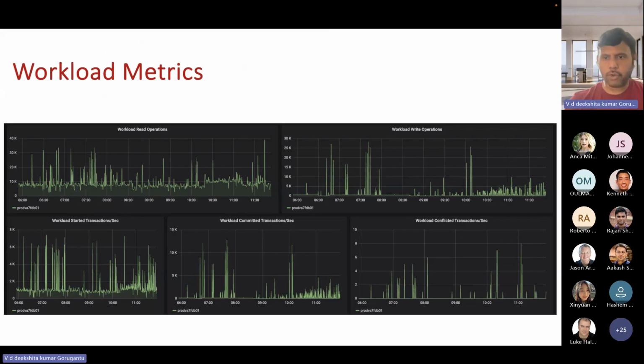Then coming to the workload metrics. When we are running a database, we always want to know the load on the database: how many reads we are performing, how many write operations we are performing, how many transactions we have started, how many transactions we have committed, or even how many conflicted transactions we have. We have to monitor all these metrics.